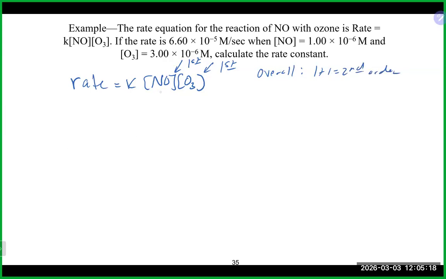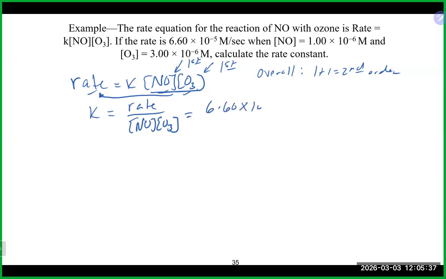So in this case, they actually gave us the numbers, so we just got to plug and chug in here. We're going to solve for k. Rate is equal to k times the concentration of NO and O3. Obviously, taking these and dividing them to the other side and putting in our numbers, we got 6.60 times 10 to the minus 5 molar per second divided by our 1 times 10 to the minus 6 and our 3 times 10 to the minus 6.